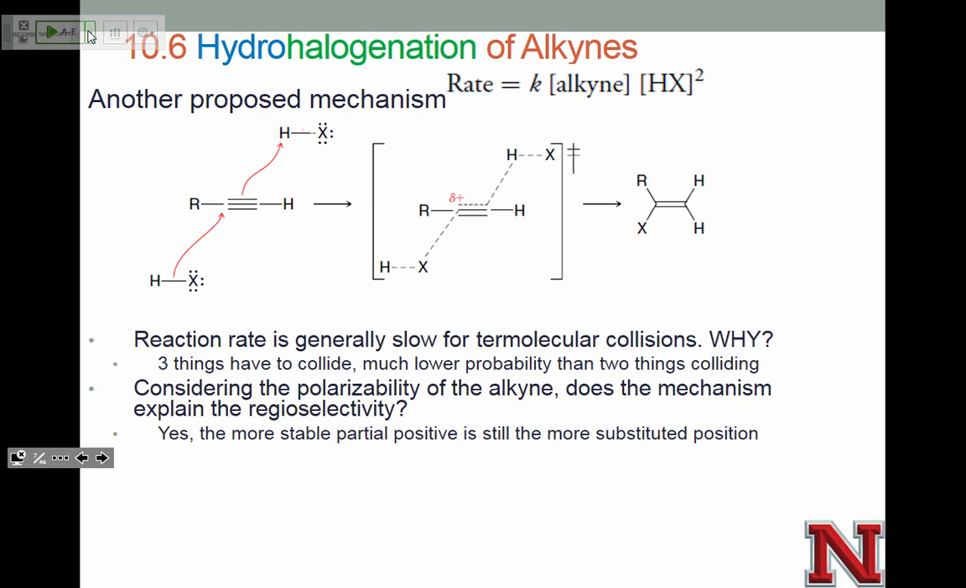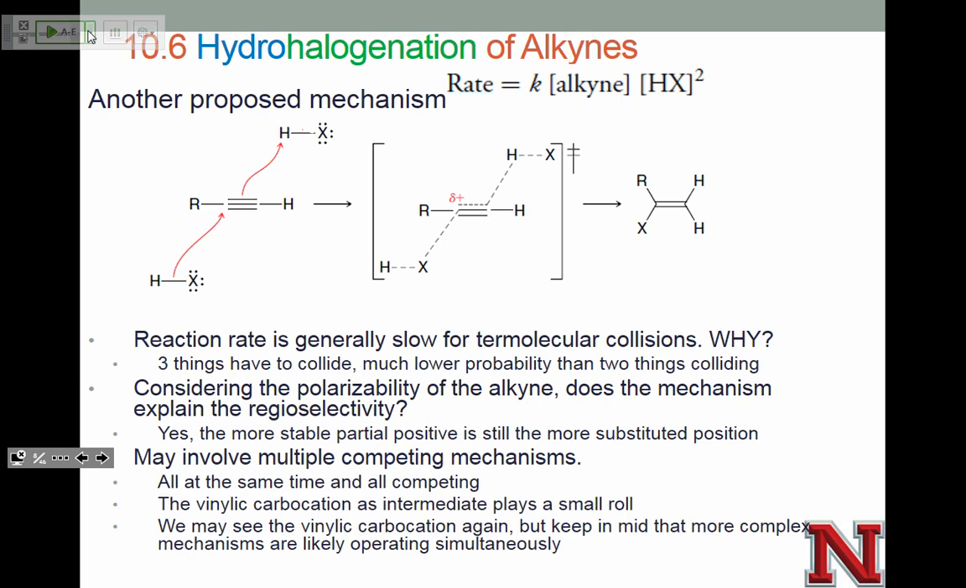So we still have a partial positive charge in the more substituted, which still explains the Markovnikov. Now, the thing to note is this is our rate law, based on our experimentation, that it's third order. But in reality, it's not always so cut and dry. We might have competing mechanisms, and it's likely that we are going to form some of the unstable carbocation on the vinyl position. So some is probably still going through that second order mechanism. And again, we understand what mechanisms are based on experimentation, so that's where that comes from.